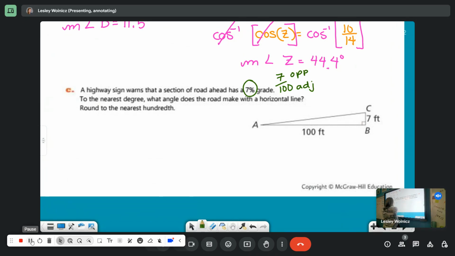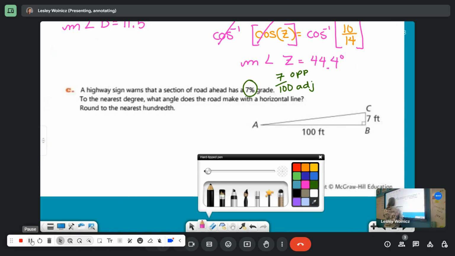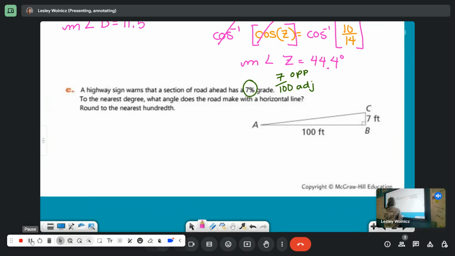So if I didn't give you a picture, or if I gave you a picture and didn't have it labeled, you could take this percentage and change it into a fraction, and then you know your rise over run. Hint, hint, hint. You might have to do that. Okay, so we want the angle to the nearest degree that the road makes with the horizontal line. So that would be this angle A.